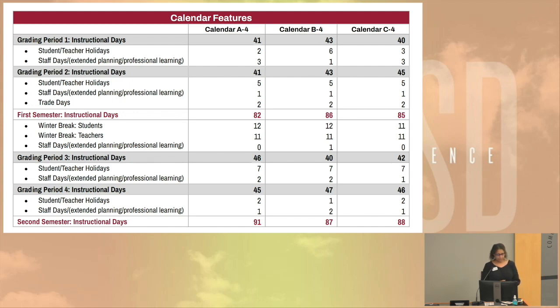Increasing by 5 minutes, we recouped 2 days of instruction that could now be used for staff professional learning, staff development, professional learning communities. So that goes back to some teacher planning time. And so if you look at calendar A, we've got a total of about 82 instructional days for the first semester, 91 for the second semester. We've got at least one staff day, I think, in each instructional period.